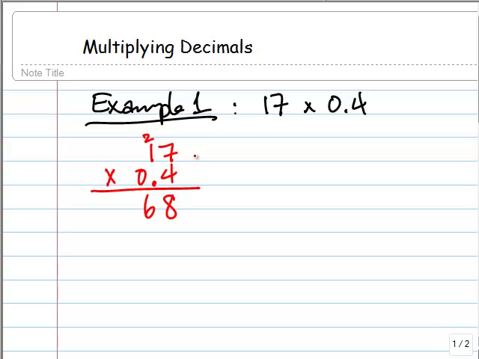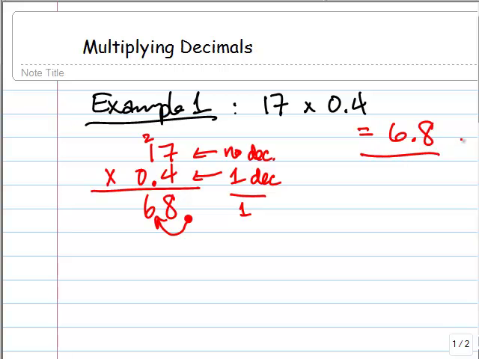Now we count the decimal places. This has no decimal places. This has one decimal place. And so we have a total of one decimal place to move. Our imaginary decimal point is sitting here. We move that one over, and so our final result should be 6.8, or 6 8/10.